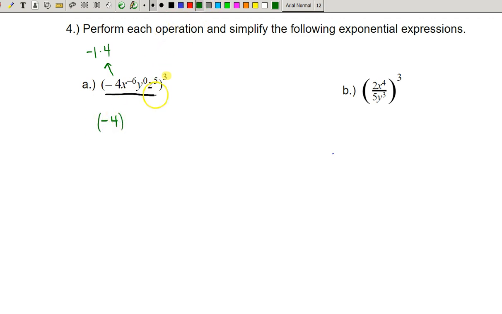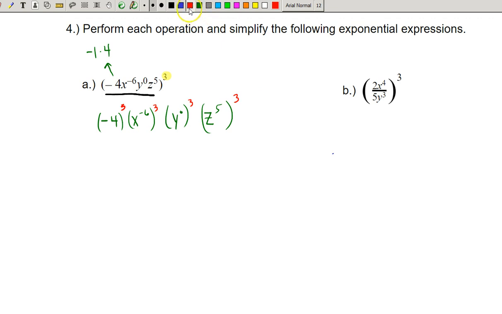So everything, I'm going to write this all out. -4, that's going to be raised to the 3. And then I'm going to have the x to the -6, which is in there. That's also going to be raised to the 3. And then I'm going to have my y to the 0 raised to the 3. And I'm going to have my z to the 5th raised to the 3.